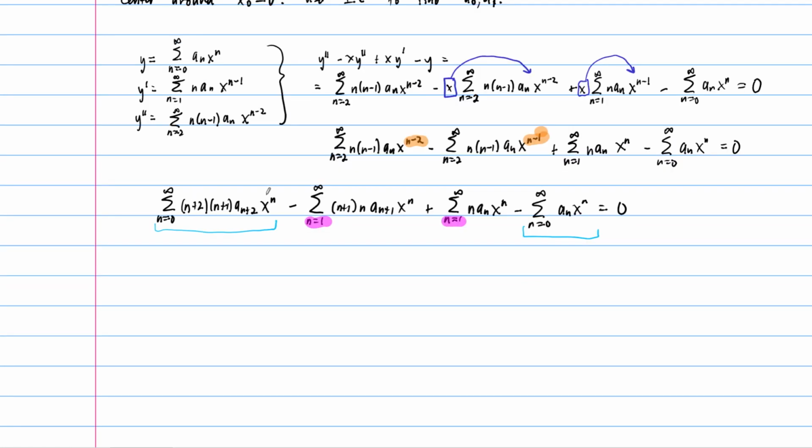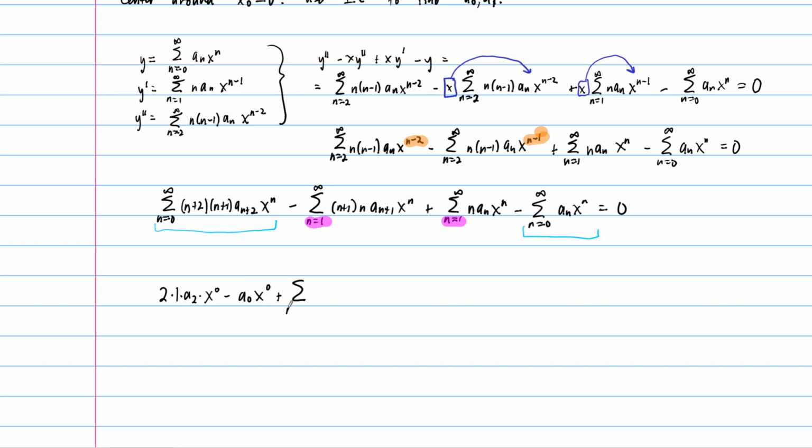So the first term, the 0 term from this one, is going to be 2 times 1 times a sub 2, x to the 0, right? So 2 times 1 times a sub 2, and x to the 0 is obviously 1. This one is going to just be a sub 0 x to the 0. So minus a sub 0 x to the 0. Those are just constants, right? And then the rest of this, once we've taken that single term from each one of these, what's left is going to start at 1 then, right?